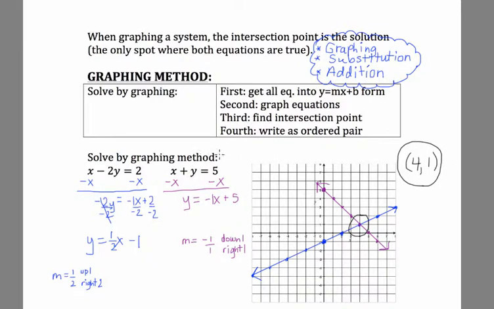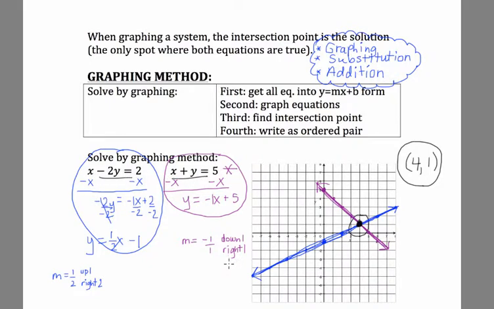When I graph this line, x plus y equals 5, I'm graphing all the solutions. Anything that falls on this line will be a solution to this equation. When I graph this line, x minus 2y equals 2, any ordered pair on this line is a solution to that equation. So the solution to the system is the only spot that's on both lines. The only spot that satisfies this line and this line.